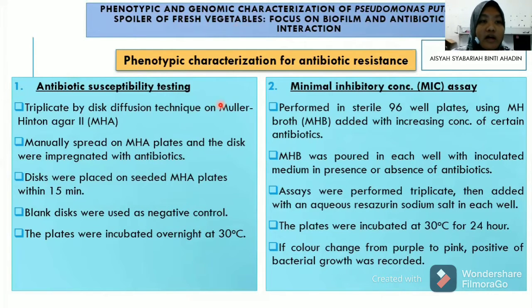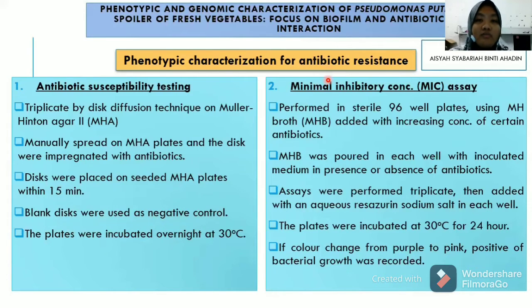It is triplicated by disc diffusion technique on Mueller-Hinton agar and manually sprayed on agar plates, and the discs were impregnated with antibiotics. These were placed on seeded agar plates within 15 minutes. Blank discs were used as negative control and the plates were incubated overnight at 30 degrees Celsius.